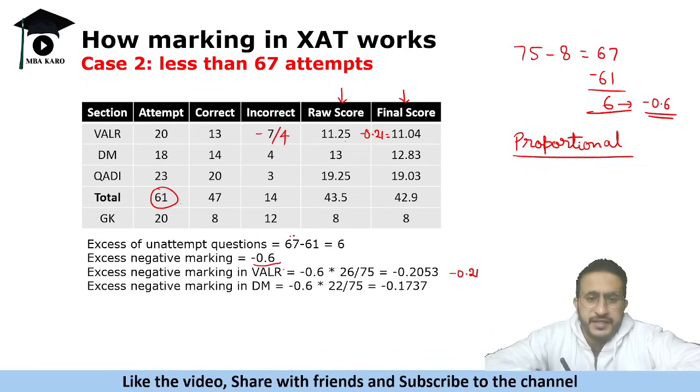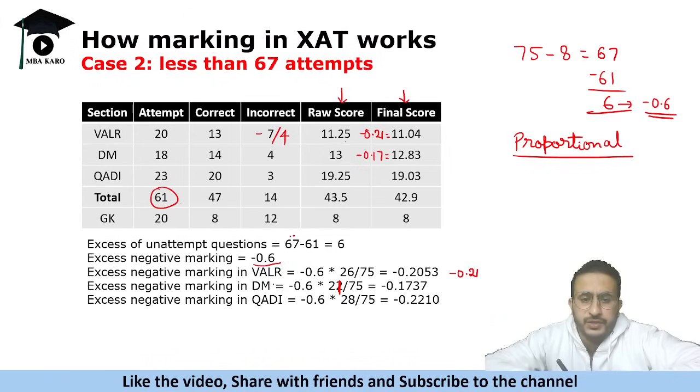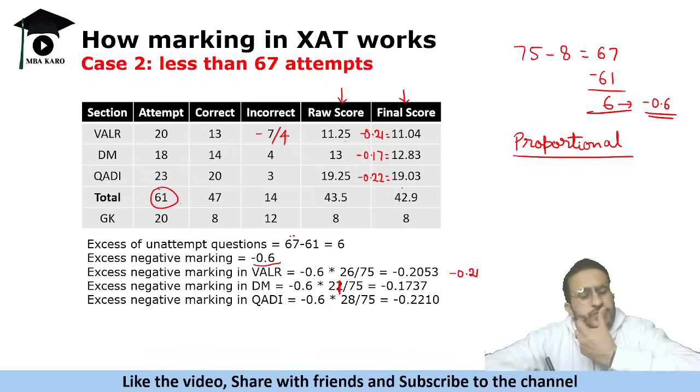Similarly, the DM section has 21 questions, so one would lose 0.1737. So 0.17 marks are lost here, and it will become 12.83. And the third section, which is QADI, has 28 questions. So it will be minus 0.6 into 28 by 75, which is minus 0.22. So a person will lose 0.22 marks and the final score will be 19.03.